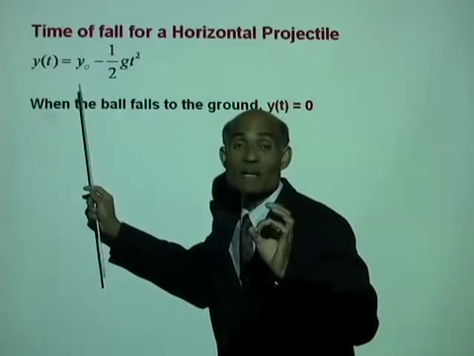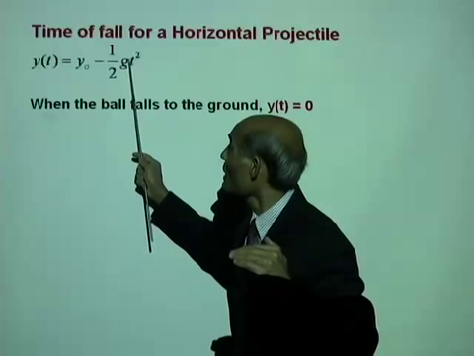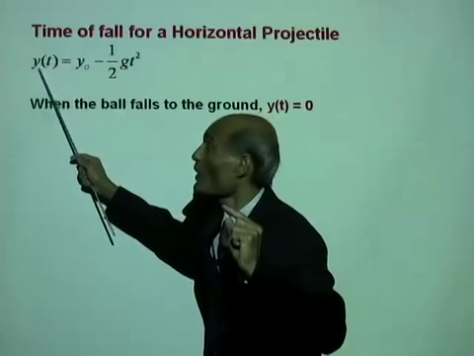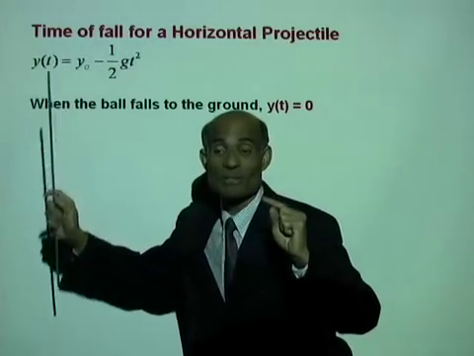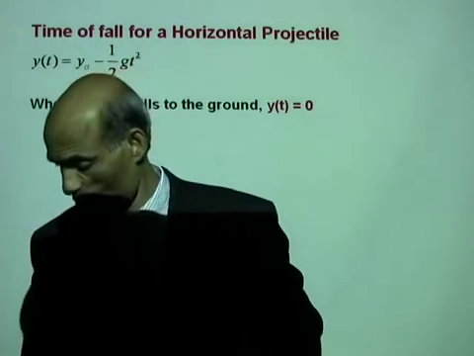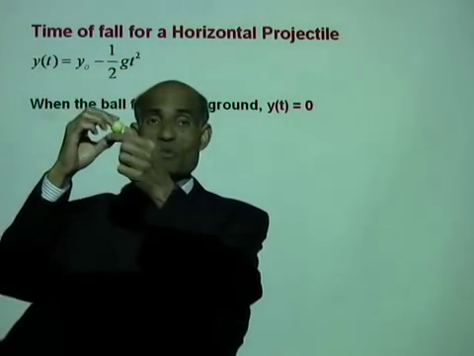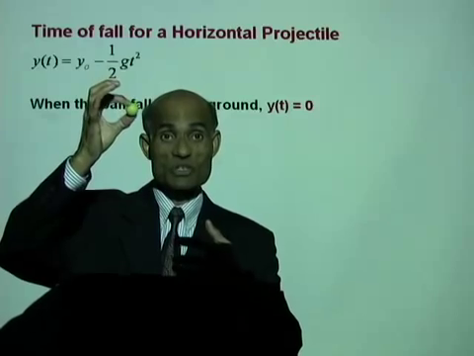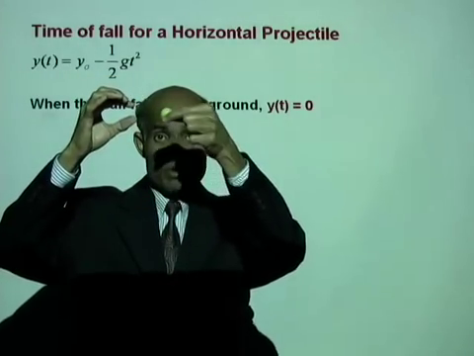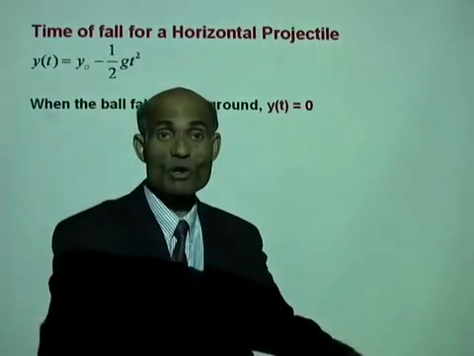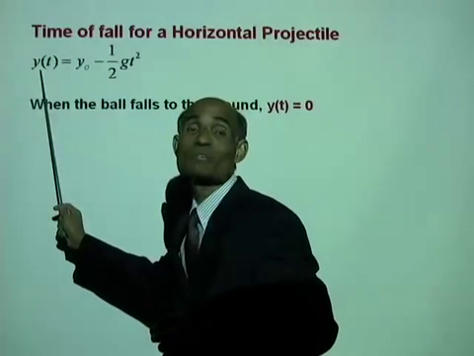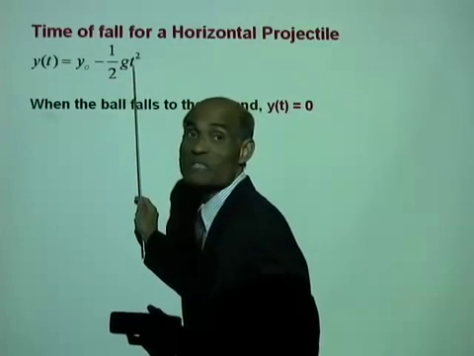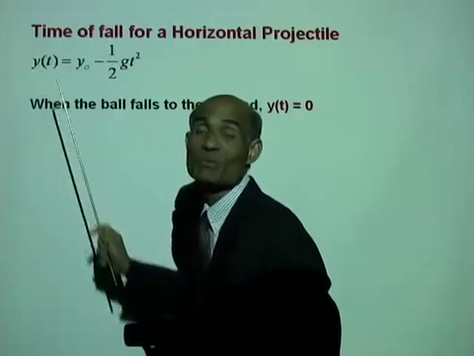So the time taken by the ball to fall to the ground is the time taken for this y to become 0. If I project this ball from an initial height called y0, it goes and falls to the ground. When it falls to the ground, that y value will be 0. So we are looking for this time t when y equals 0.